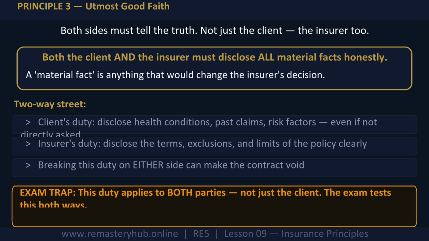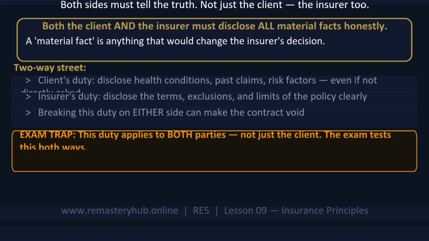The insurer's duty: disclose the terms, exclusions, and limits of the policy clearly, so the client actually understands what they're buying. Exam trap. Students often think this duty only applies to the client. It applies to both parties. Breaking it on either side can make the contract void.